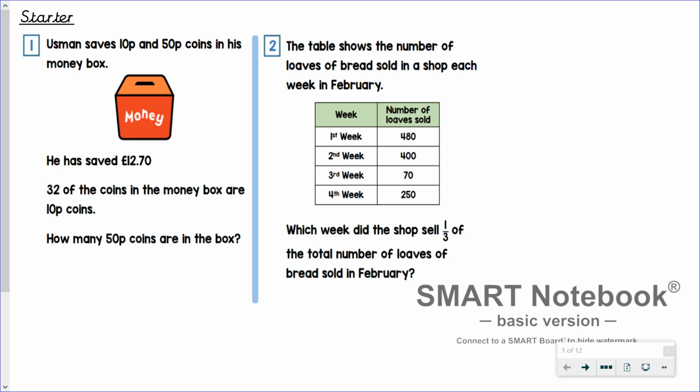So I want to get us warmed up with this starter, so if you can have a look at the questions. Today we're looking at a little bit of money and a little bit more fractions, similar to yesterday. So if you pause it and have a go, and then we'll go through the answers.